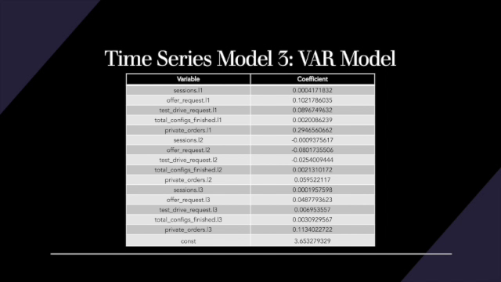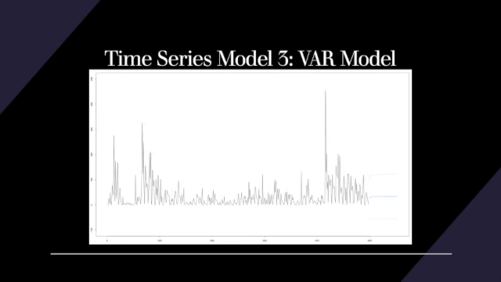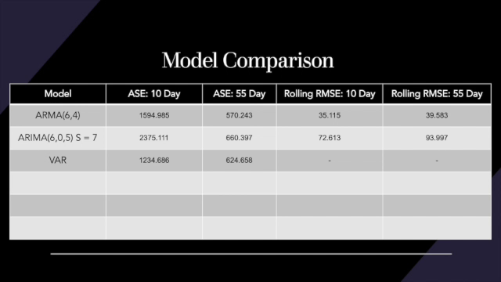Our next model is a VAR model, which predicts daily sales based on the previous 3 days of select predictor variables. These include sessions, offer requests, configs finished, test drive requests, and private orders. Here we can see the 10-day prediction of this model and the 55-day prediction. It is interesting to note that this model seems to quickly regress to the mean of private orders. Now, when we compare our models, VAR wins out on the 10-day ASE, but our first ARMA 6,4 model excels in the other categories. Note, however, that when we include a simple average model, which just predicts the overall private order mean for every day, it actually beats out the VAR model.